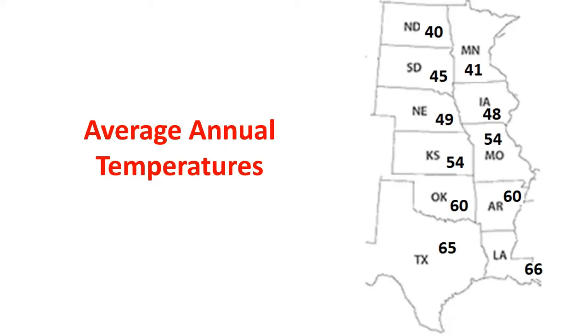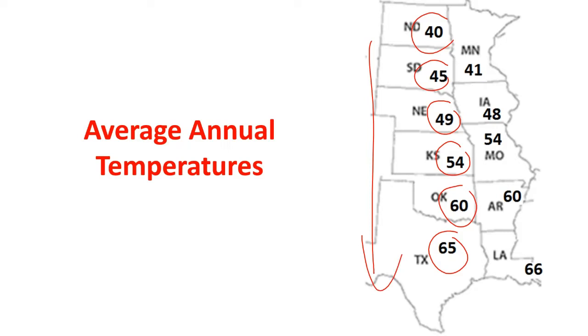Take a look at these average annual temperatures. Texas is 65, Oklahoma is 60. Look at this pattern. As you go north, notice what happens to the average annual temperatures. It gets colder up north. It's warmer as you go south, and it is colder as you go north. Once again, the question becomes why?